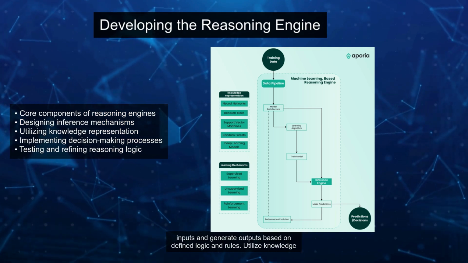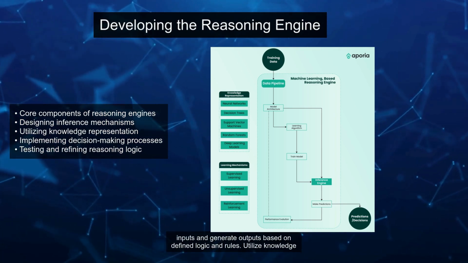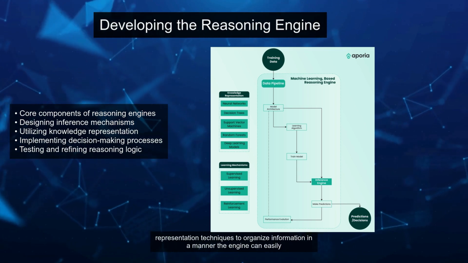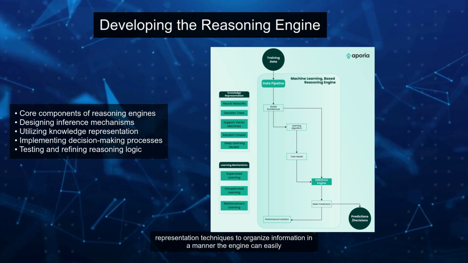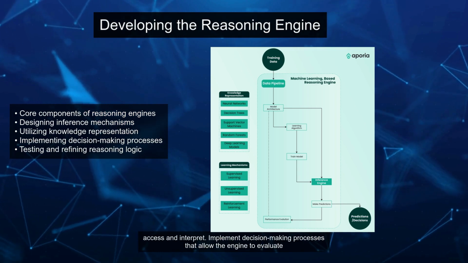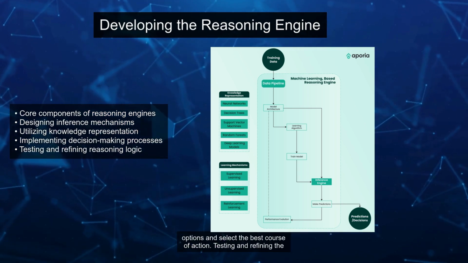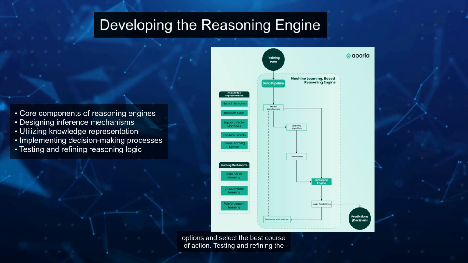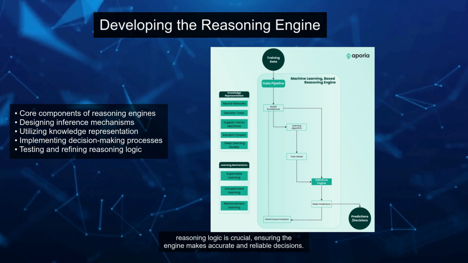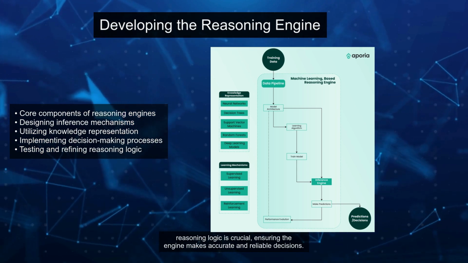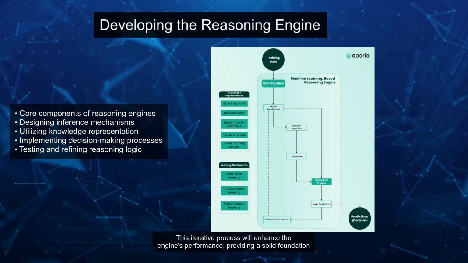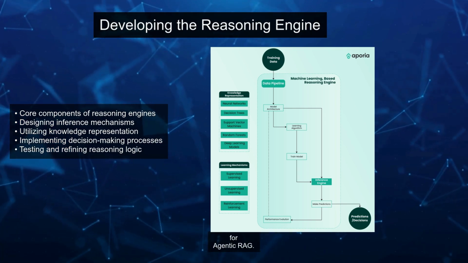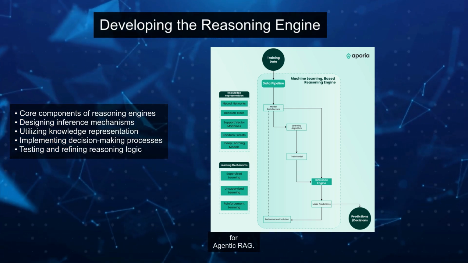Design your inference mechanisms to process inputs and generate outputs based on defined logic and rules. Utilize knowledge representation techniques to organize information in a manner the engine can easily access and interpret. Implement decision-making processes that allow the engine to evaluate options and select the best course of action. Testing and refining the reasoning logic is crucial, ensuring the engine makes accurate and reliable decisions. This iterative process will enhance the engine's performance, providing a solid foundation for Agentic RAG.